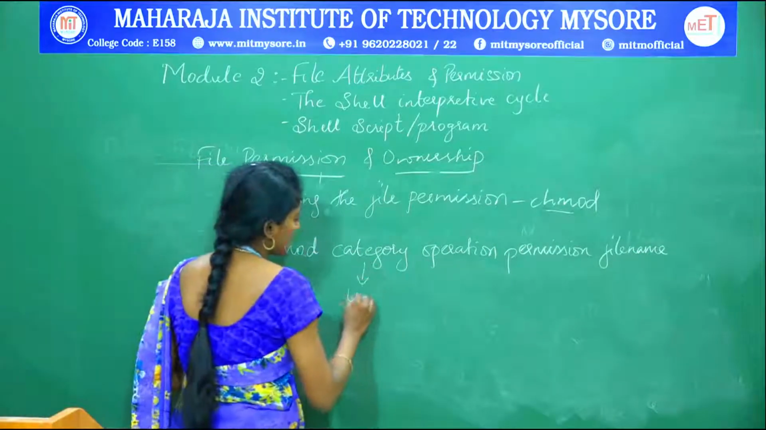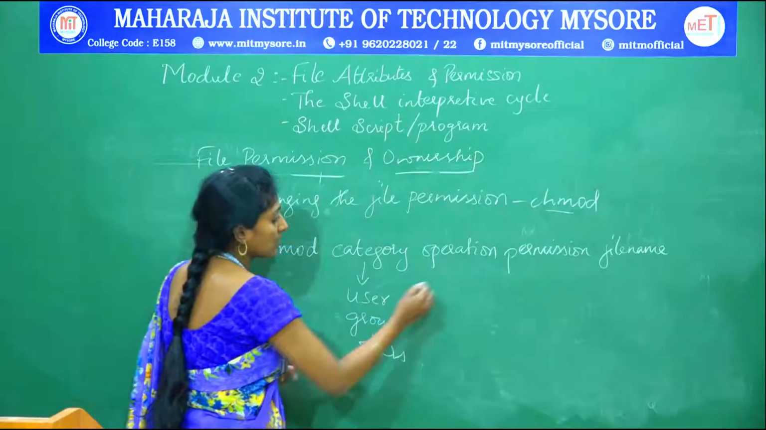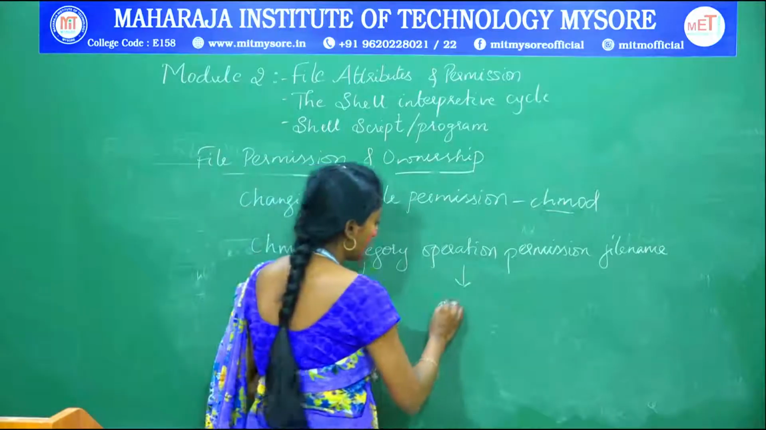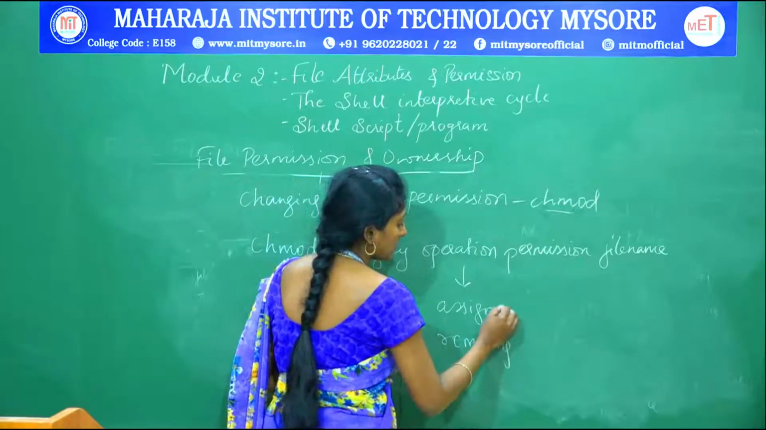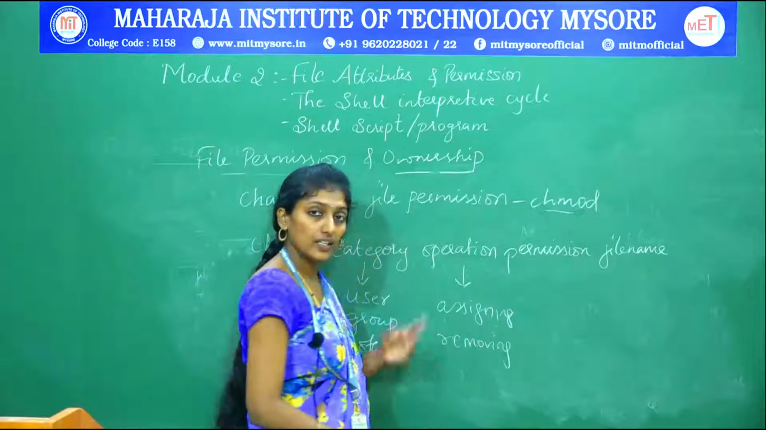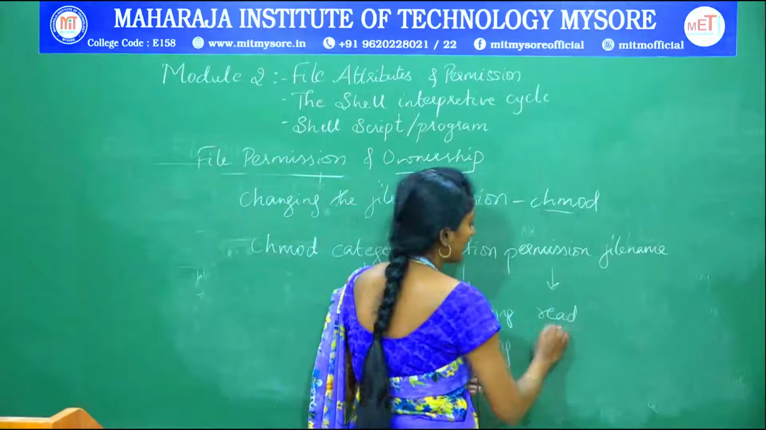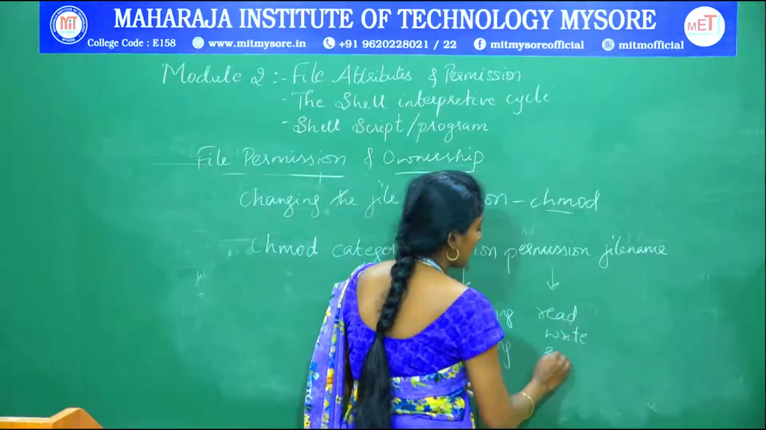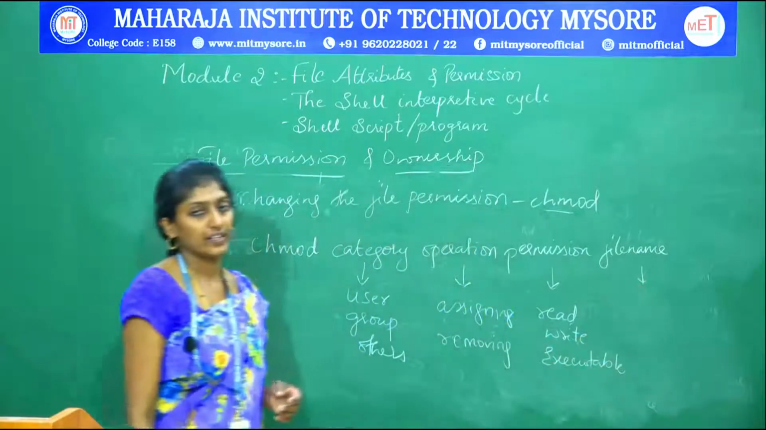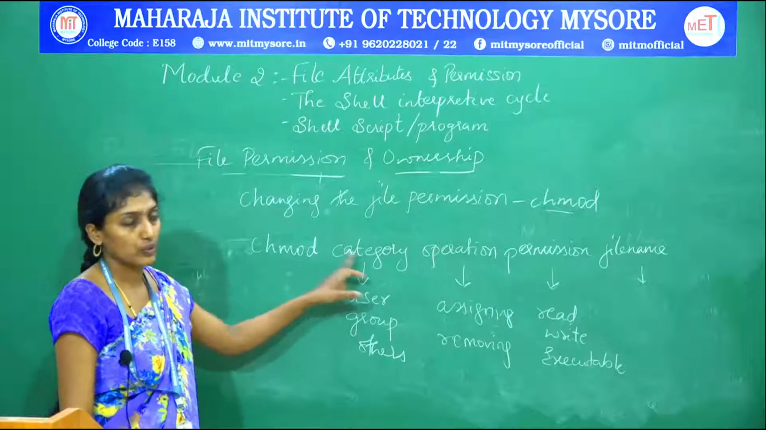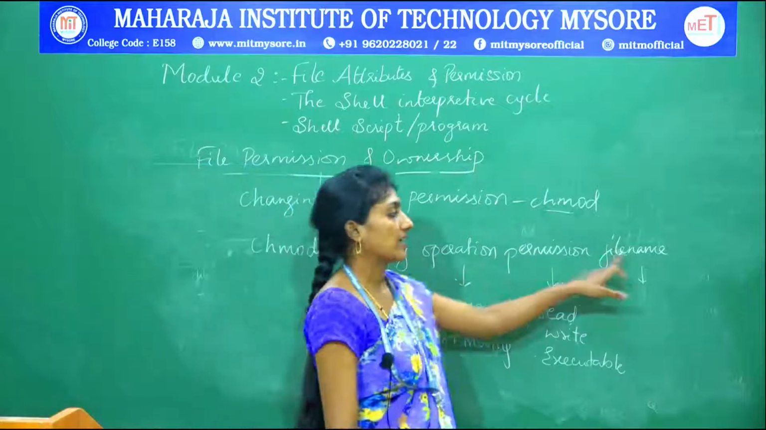Category represents user, group and others, whereas operation represents either you are assigning or removing the permission. Permission represents either you are providing read, write and executable. This represents the file name. So these are the arguments you have to provide for chmod: category, operation, permission and file name.